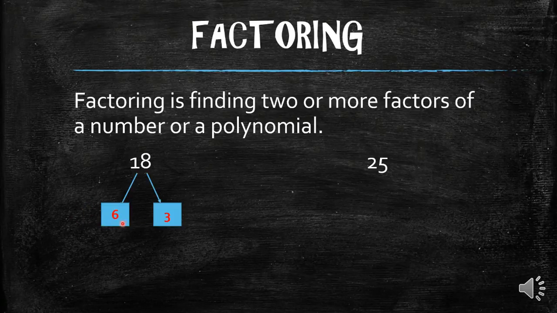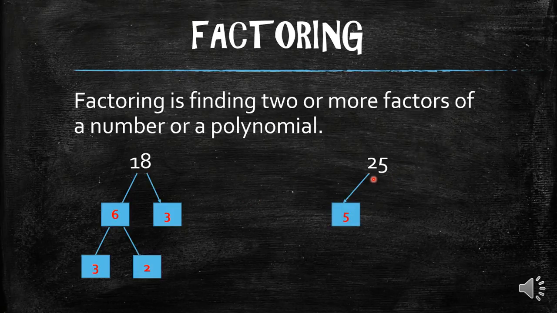Also, we can factor out 6. We have 3 and 2. And also, if we multiply these numbers, we get 6. So let's go to 25. 25 we can factor out in 5 or 5 squared. If we multiply these numbers, we also get 25. So that is how factoring, or how we can factor out.